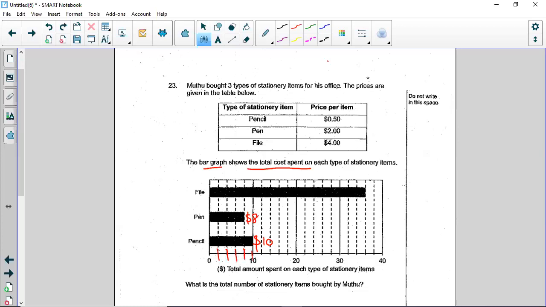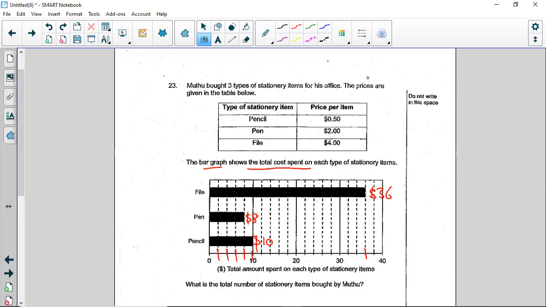So we will skip the gaps and put the answers, the numbers, immediately. So the files is how much? That will be $36. Make sure you have put all the numbers correctly. What is the total stationery item bought by Muthu? I hope you didn't take 36 plus 8 plus 10. That is the total money.